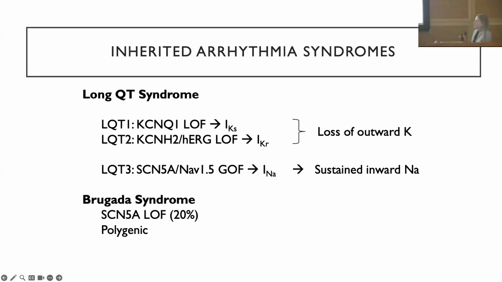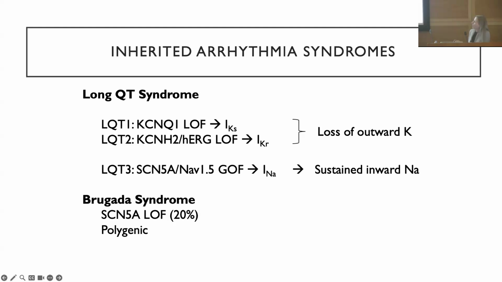And I'll talk mostly about long QT and Brugada syndrome today, but a lot of what I'm going to say would also apply to the others. But I think, in terms of explaining what I have in mind, these are the appropriate prototypes. So long QT syndrome, there are various different types of it. 3 of the most common, long QT 1, 2, and 3, are caused by loss of function variants in potassium channels or gain of function variants in sodium channels. And that results in either loss of outward potassium current or sustained inward sodium current, such that these patients develop repolarization abnormalities, after depolarizations, develop arrhythmia, and they can die from those arrhythmias.